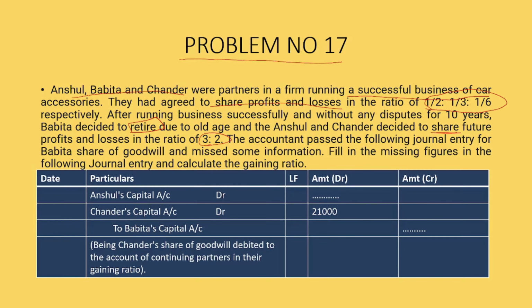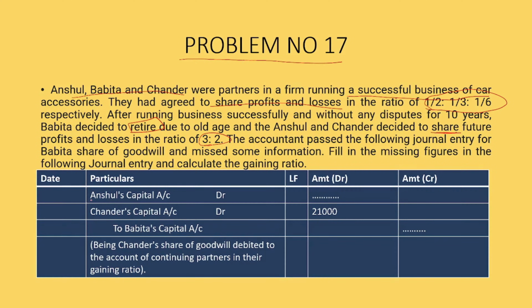So the previous ratio was 1 by 2, 1 by 3, and 1 by 6, that is 3:2:1, and the present ratio will be 3:2. The accountant passed the following journal entry for Babita's share of goodwill and missed some information. Fill in the missing figures in the journal entry.